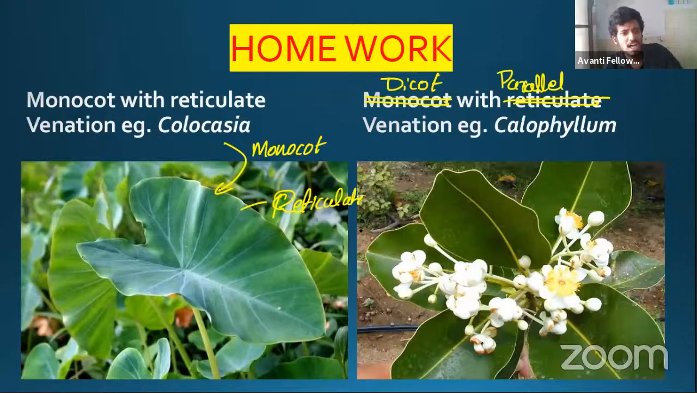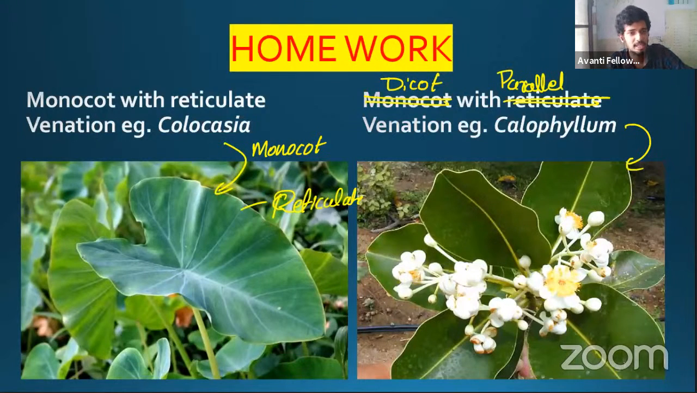Alocasia is also the same as Colocasia, Preeti. It's also a monocot with reticulate venation. So guys, for dicots with parallel venation, the example is Calophyllum. Probably some of you have already seen this. Normally it's available in the coastal areas of Karnataka and Maharashtra, and some species also in the forest regions of Andhra Pradesh, Telangana, and Gujarat. You can find it throughout India.